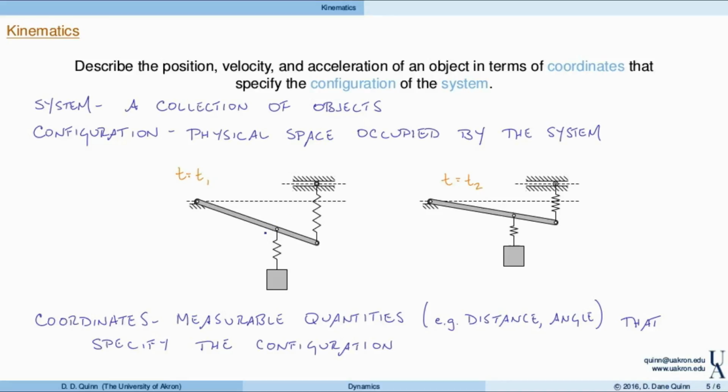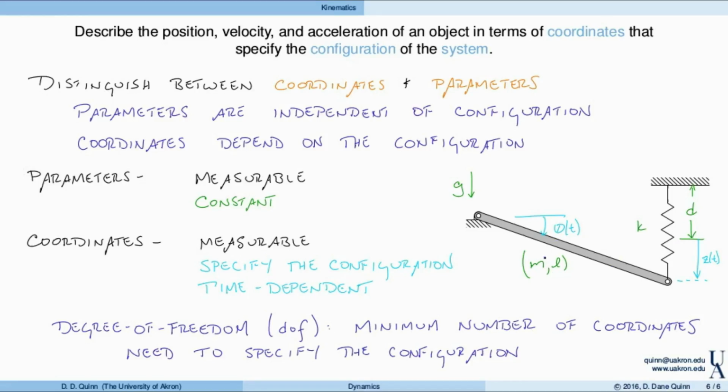Oftentimes, as we saw on the last slide, you can define more than one coordinate or more than one set of coordinates. Here we could define the angle and the distance between the block and the bar, or I could define the stretch in the spring and the displacement of the block. So there are lots of different choices, but ultimately we just need 2 independent measurements to describe the configuration of this system. While in this last simpler example, we only need 1. So this would be a 1 degree of freedom system. Again, it's the minimum number of coordinates needed to specify the configuration.